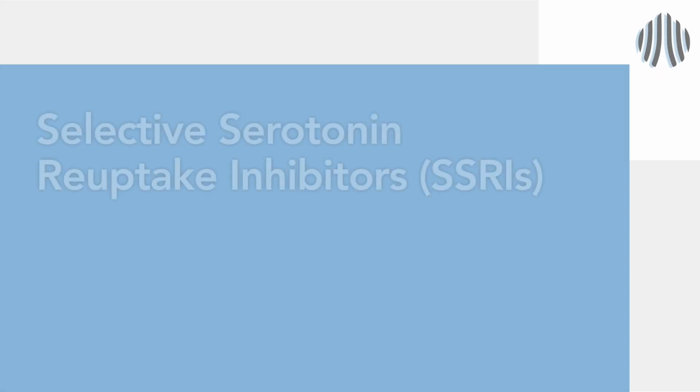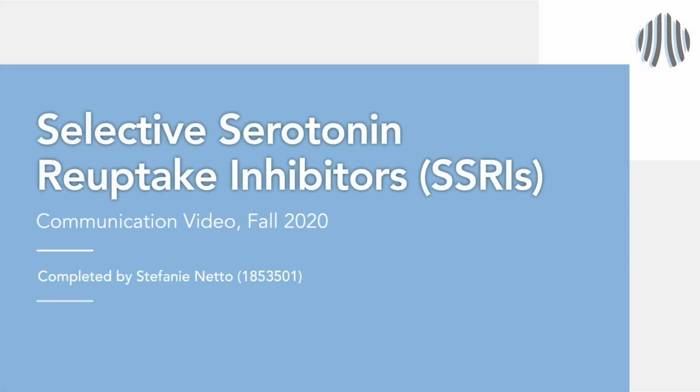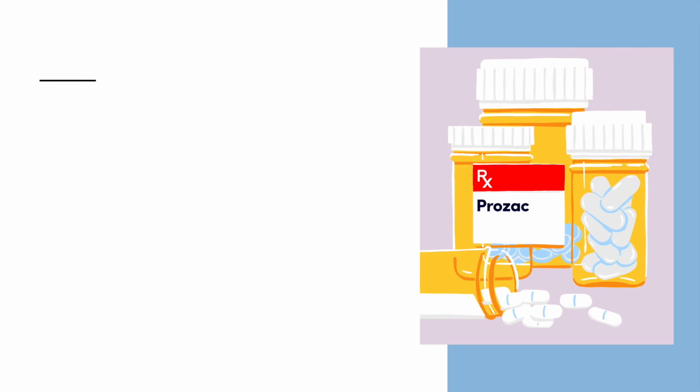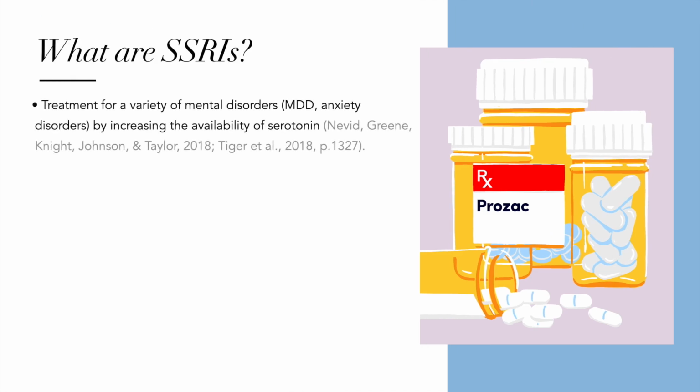This is going to be a video on how selective serotonin reuptake inhibitors affect the central nervous system. So SSRIs are most popularly known for their use as antidepressants in the treatment of major depressive disorder. But there are many other ways you can use this drug. The overall goal, though, is to increase the availability of serotonin in the synapses.